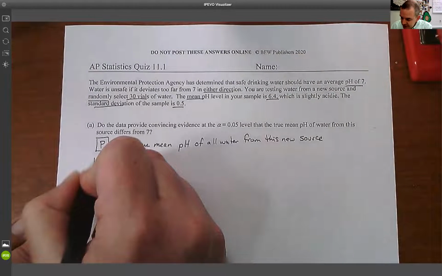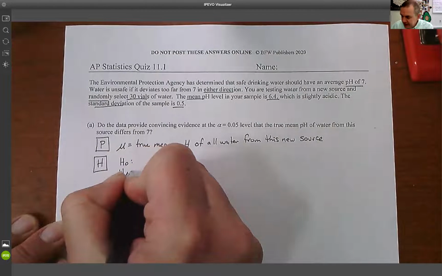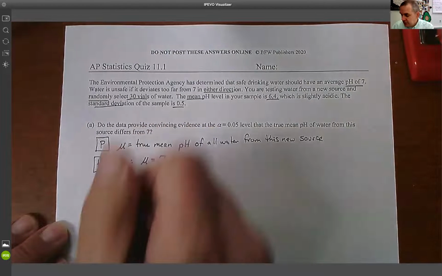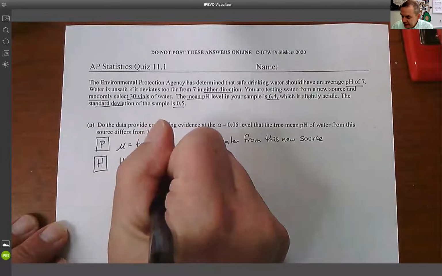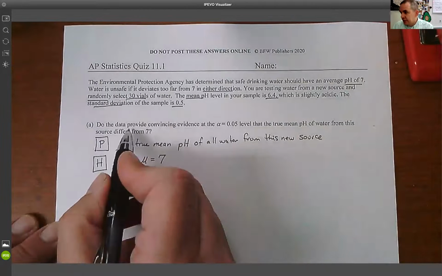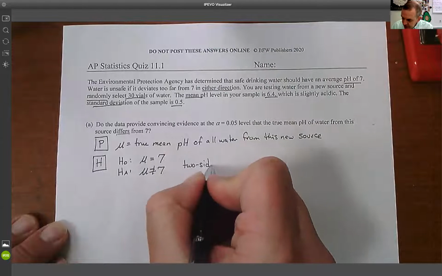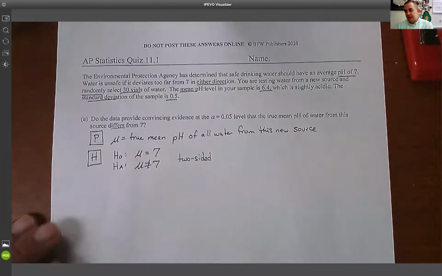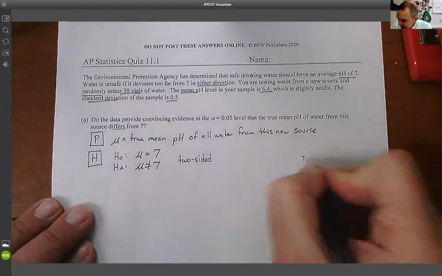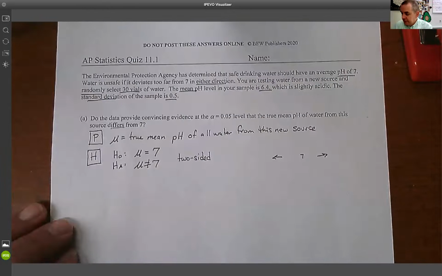H is our hypotheses. Much like with proportions, we have a null and an alternative. In this case, the null is the claim. We're going to say that it's safe. The alternative is going to be that it's not 7, because it says either direction and it also says differs. Both of those mean that it's called a two-sided test. So in actuality, it's going to be looking to see if it is on either side of 7. If it goes either direction, it's not safe.